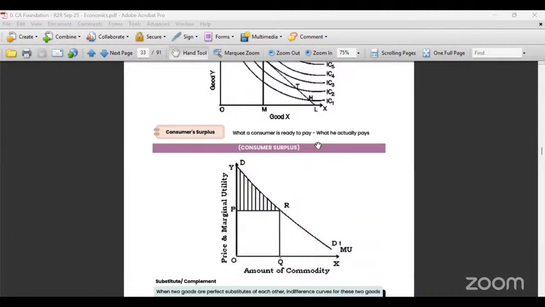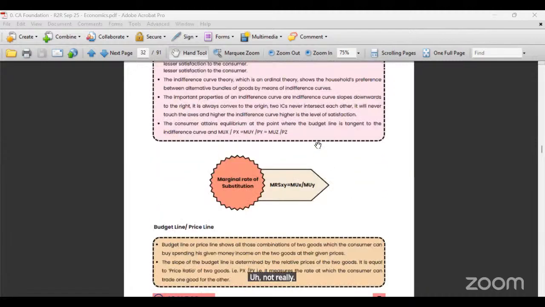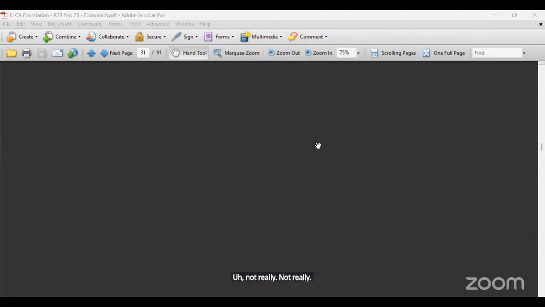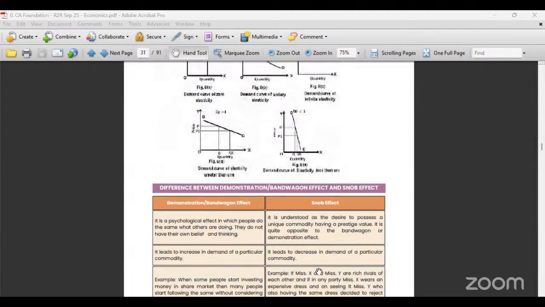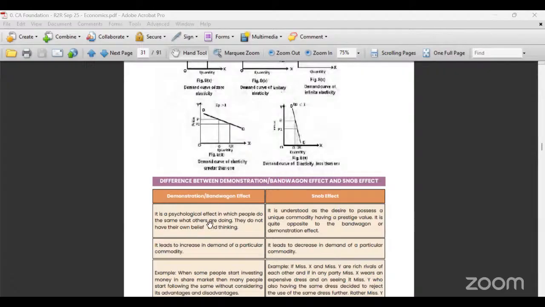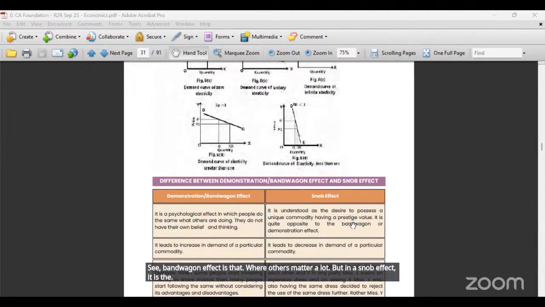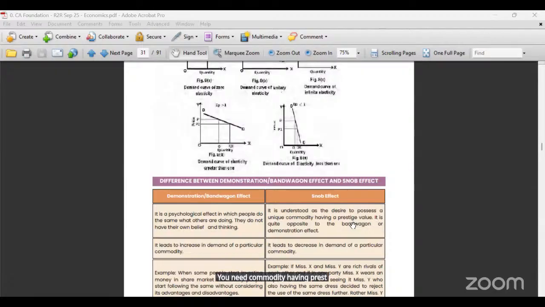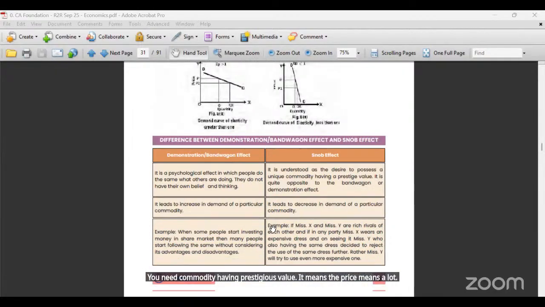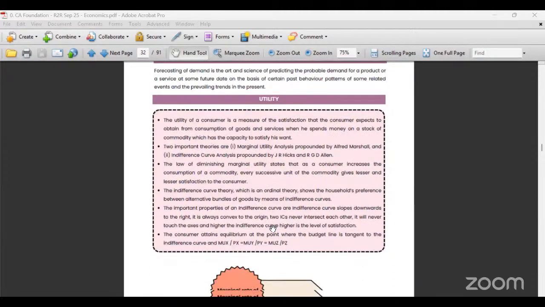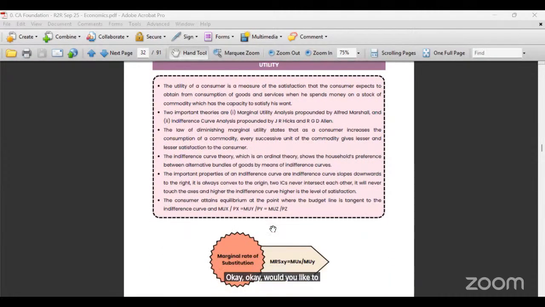Not really. See, bandwagon effect is where others matter a lot, but in a snob effect, it is the unique commodity having prestigious value. It means the price means a lot. Okay. Would you like to continue? What else is written?